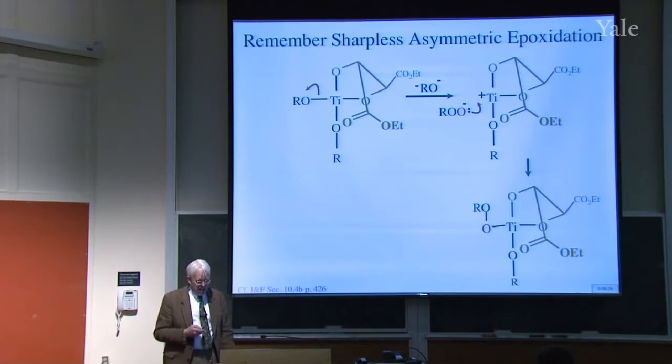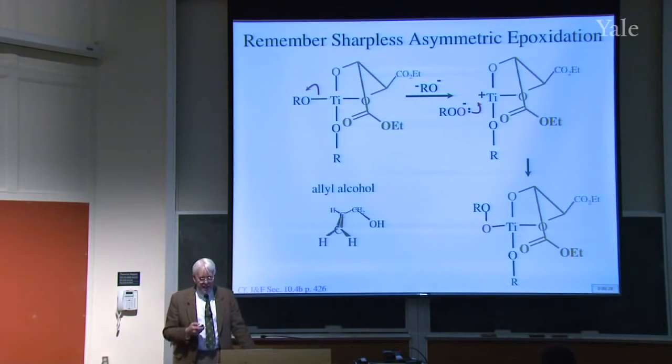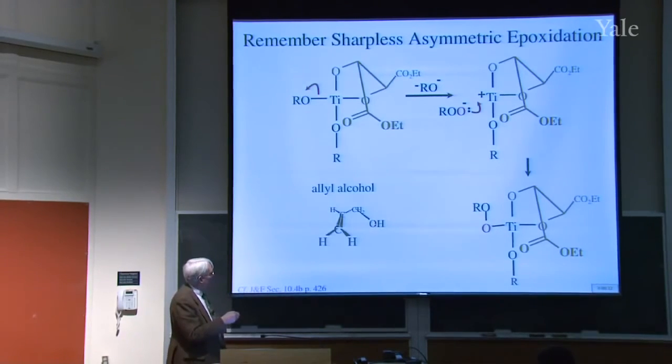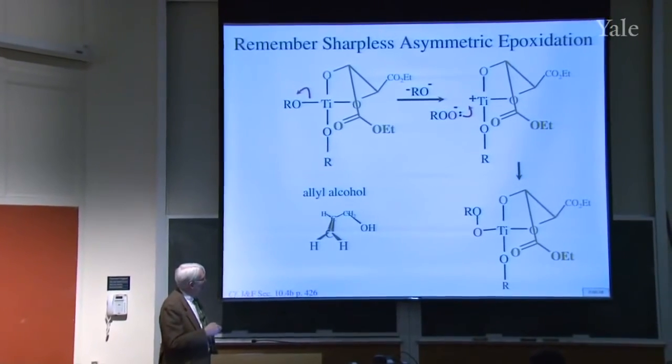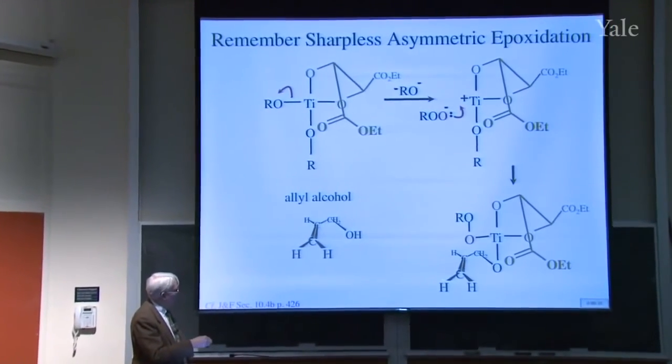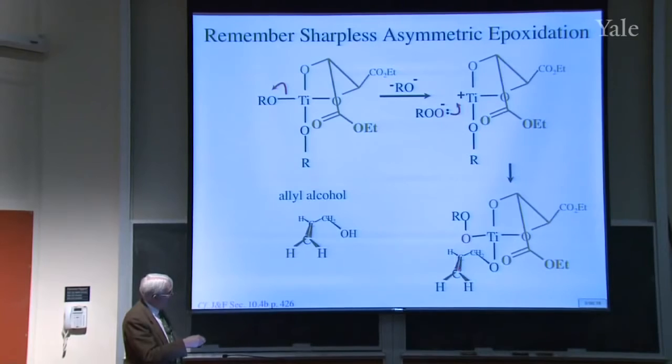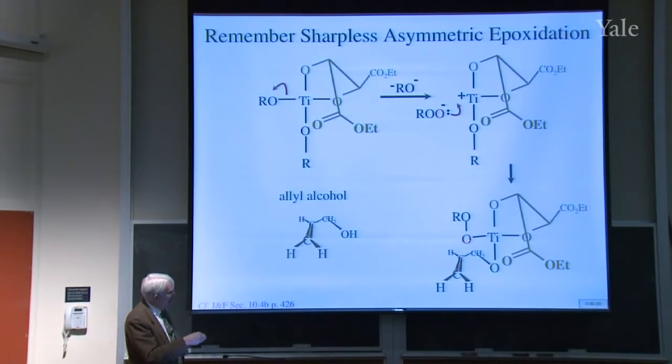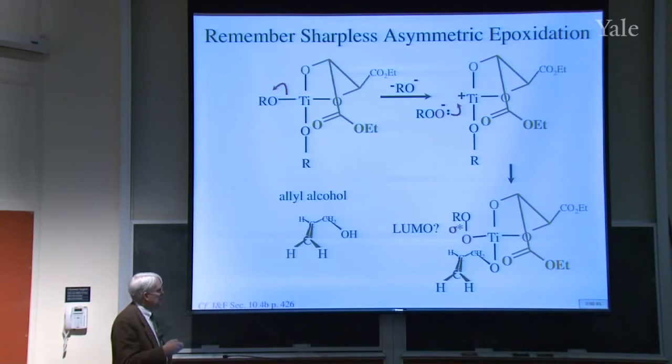We get that intermediate and react it with allyl alcohol. The OH of the allyl alcohol replaces that OR, the RO, to get this. And now this double bond is being held near this oxygen. So the LUMO is the sigma star up there, the same thing we've been talking about, and the HOMO is pi.